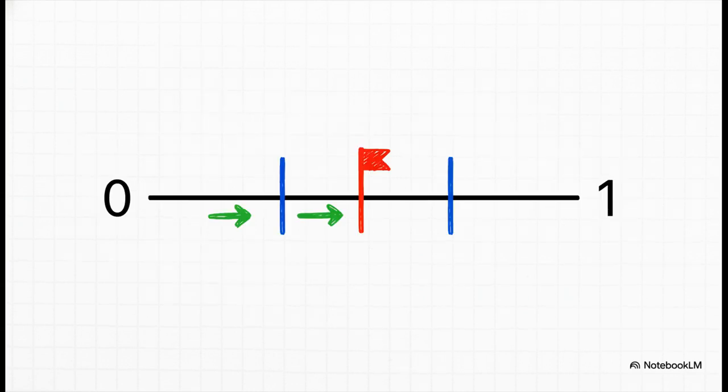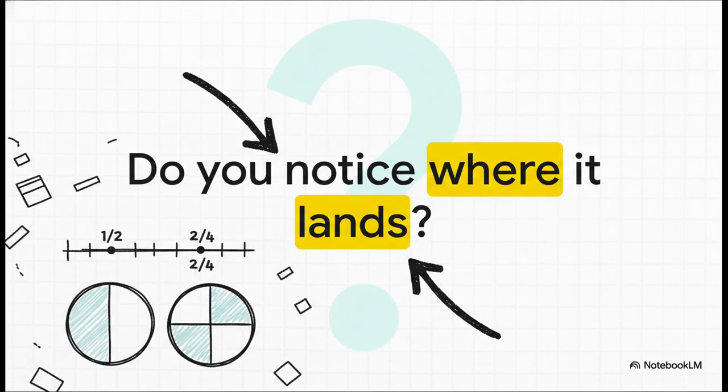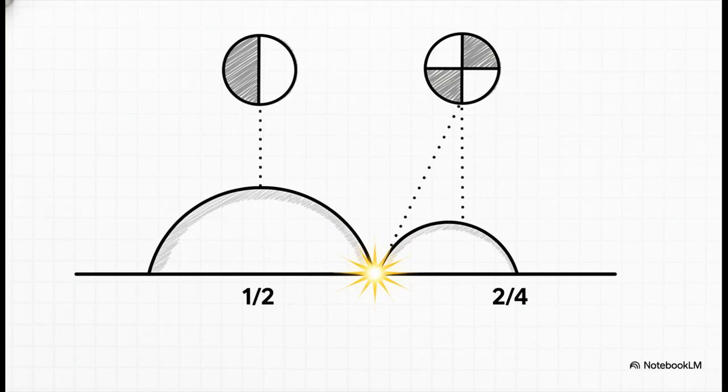Okay, don't erase anything. On that very same line, let's find 2/4. The denominator is 4, so we need 4 equal parts. The numerator is 2, so we take 2 jumps from 0. 1, 2. Okay, take a close look. We just located 2 different fractions, 1/2 and 2/4, on the same line. Do you see where that second one, 2/4, ended up? They land on the exact same point.